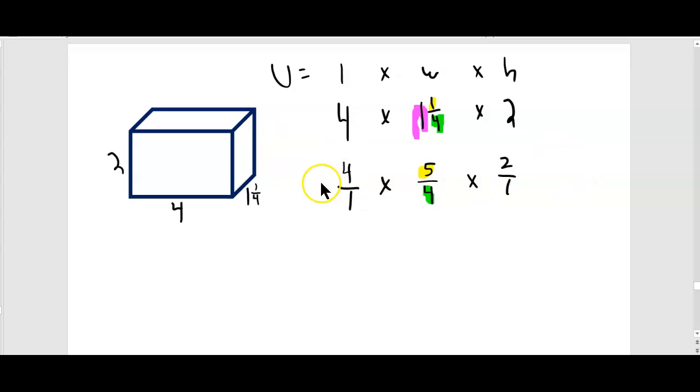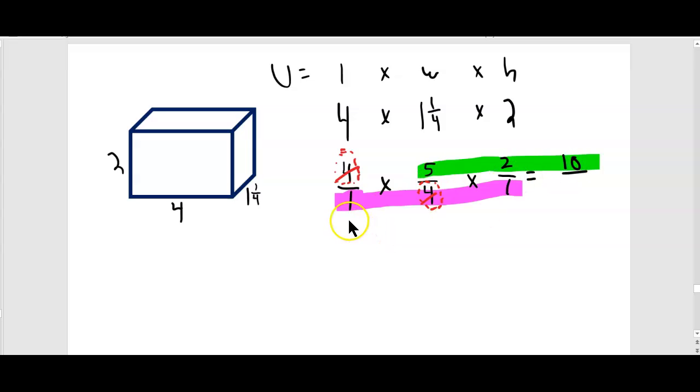Okay, but you can do it this way. I noticed that this 4 and this 4 here cancel out. Watch this. So I can cross them off, and then I could just multiply. 5 times 2 is 10. And then remember, this 4 is gone, so I can do 1 times 1 is 1. And so the answer is 10. That kind of makes it easier.